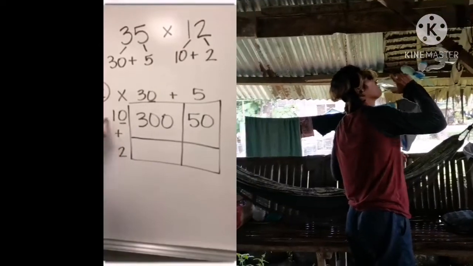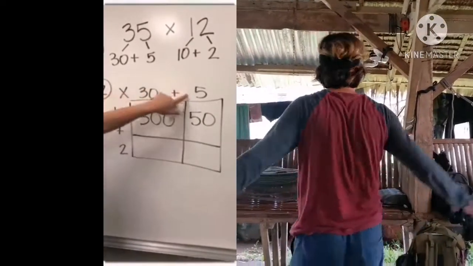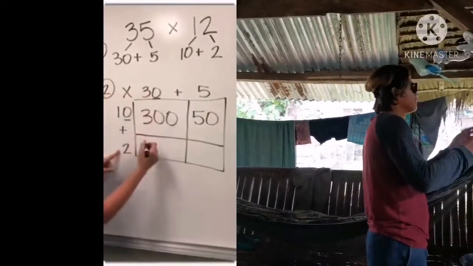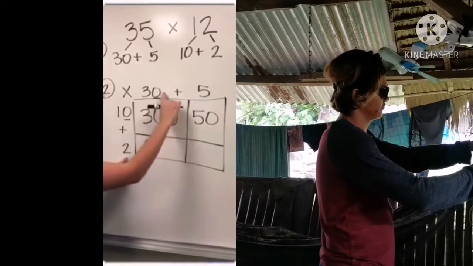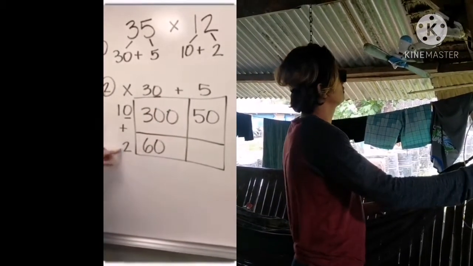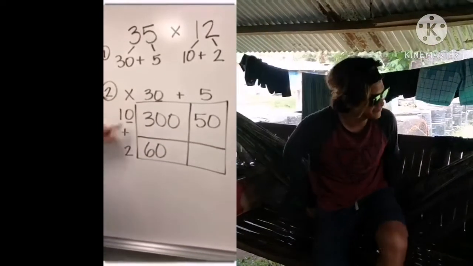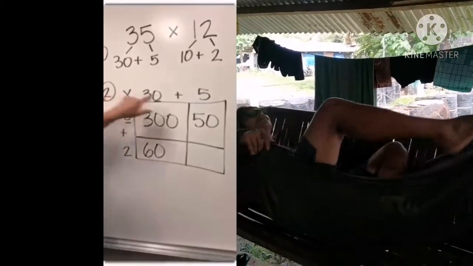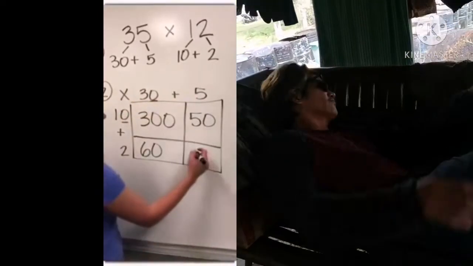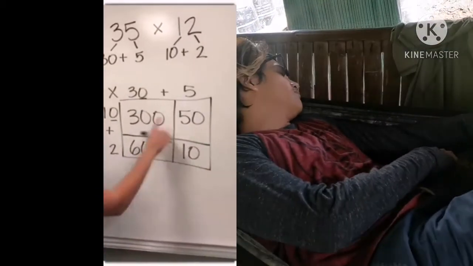We go down to the 2 because we're done with the 10. 2 times this, 2 times that. So 2 times 30. 2 times 3 is 6, and between both of these numbers, I've only got the 1 zero, so I attach it to the end. 2 times 30 is 60. 2 times this, 2 times that. Now I'm going to do 2 times 5. 2 times 5 is 10. I filled up all my numbers on the inside.